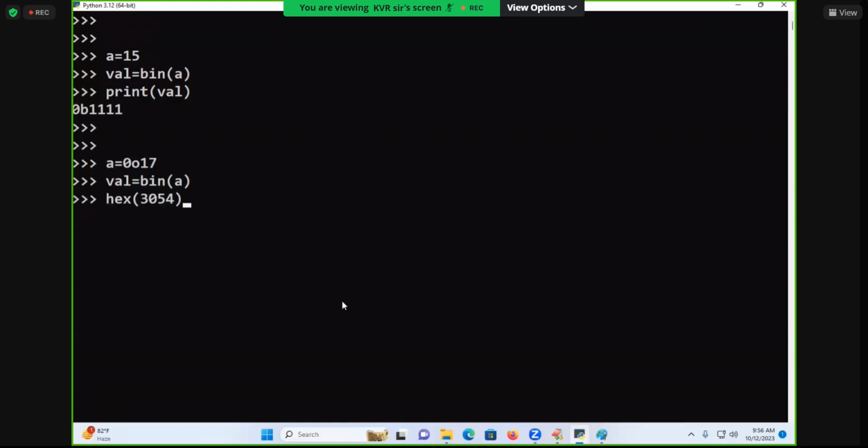What is the value? What is the value it is going to contain? You are wasted, students. Completely wasted. Bin of what? A. 17 is converted into what? 15. 15 I converted into what? Binary. What is the value here? Already it is there. 0B11. What is the data actually?